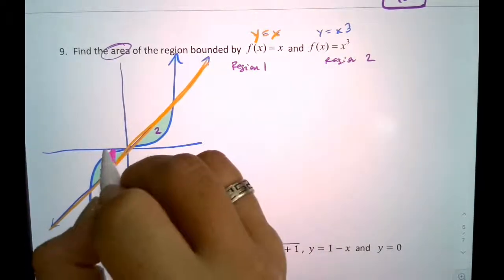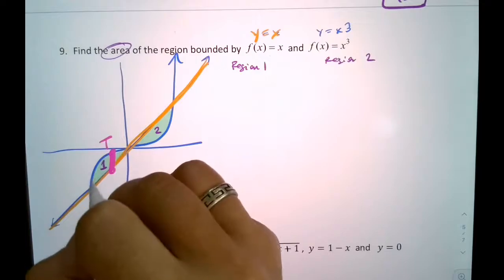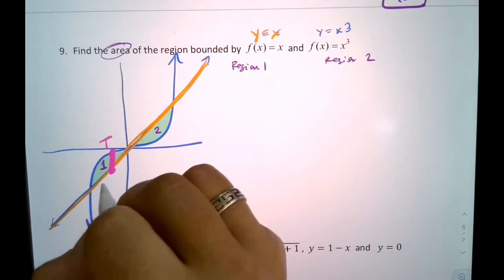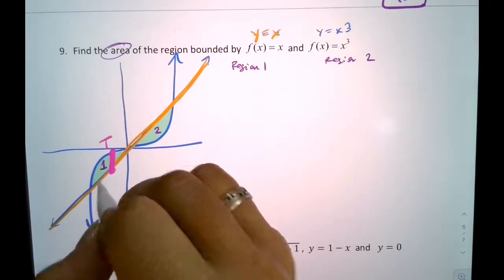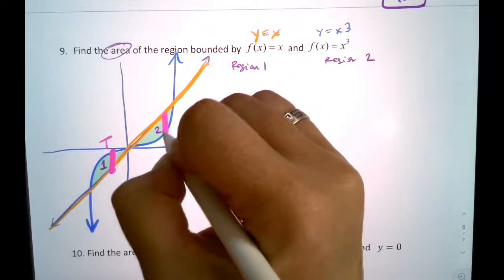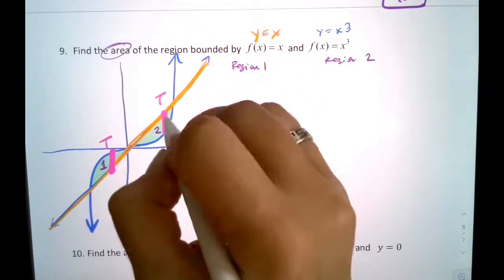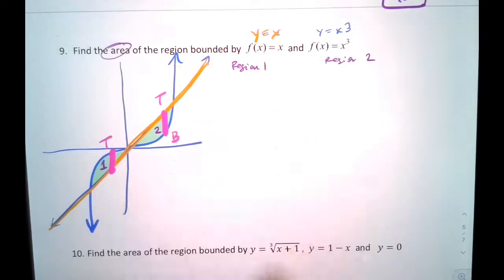And this is consistently, the top function is the cubic function and the bottom function is the linear function. If I draw a rectangle in this section, the top function is now the linear part and the bottom function is now the cubic part. So this switcheroo issue is why, if you're going to do two separate integrals, region 1 and region 2, you can't smush them together.